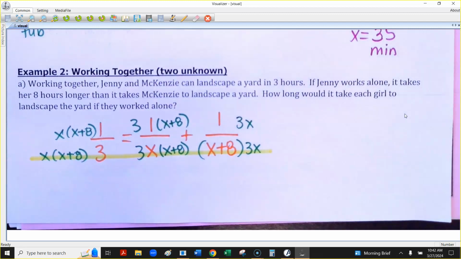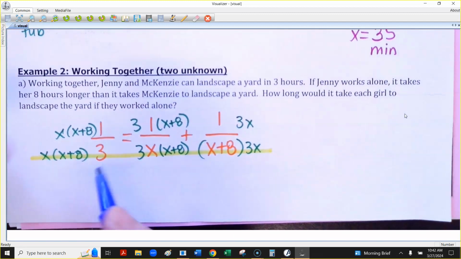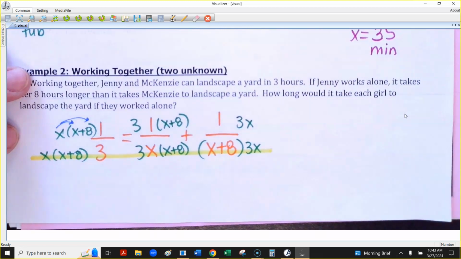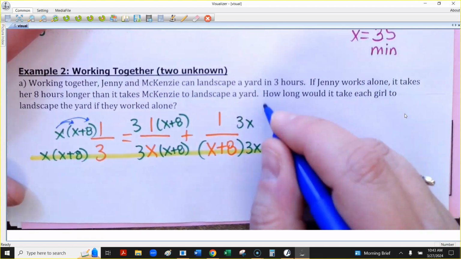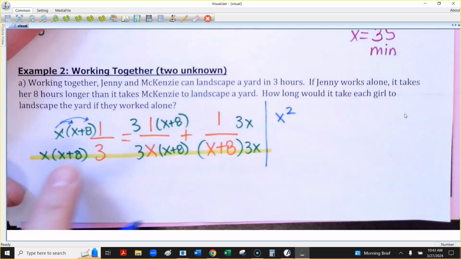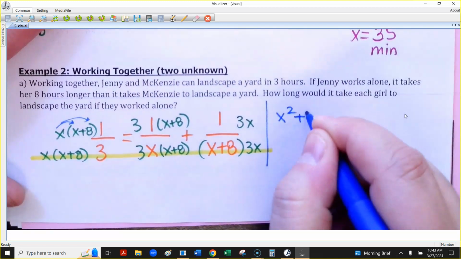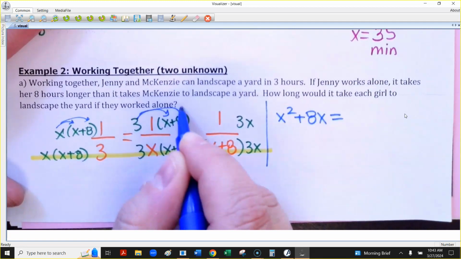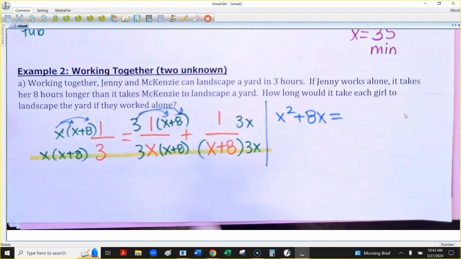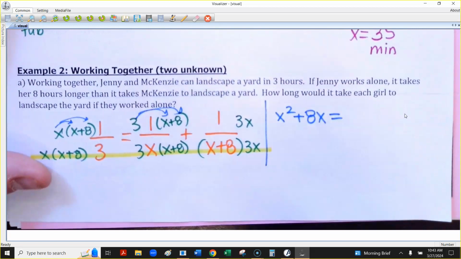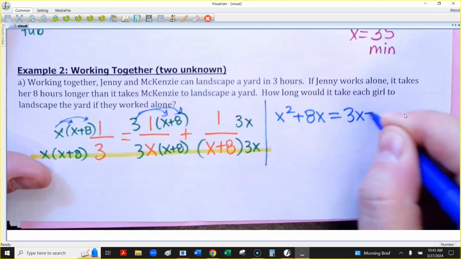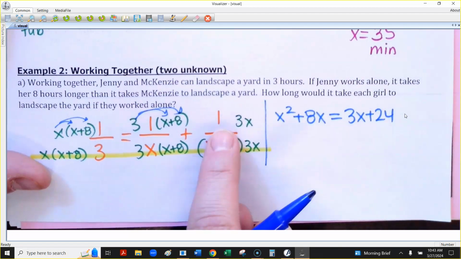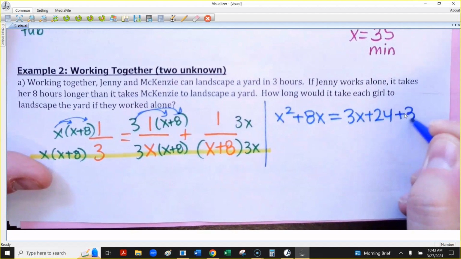And I'm going to do this as I go. So this first fraction, we're going to get a quadratic because we're going to have x times x plus 8. So x times x, I'm going to write it over here, gives you x squared. X times 8 would be plus 8x. On the other side, this is just 3 times 1, so that's going to stay 3, but I'm going to have to distribute that to that x plus 8. So we're going to get 3x plus 24. And then on the end here, you just have 1 times 3x, so just another 3x.